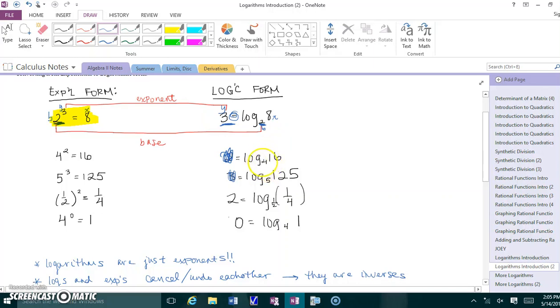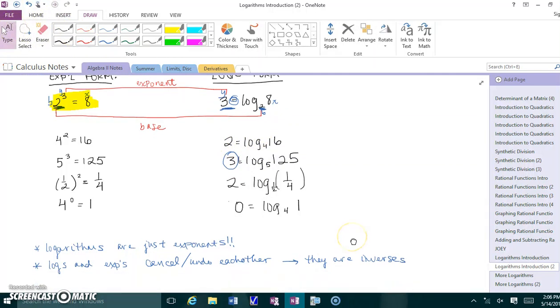And what you should come to the realization of is that whatever the base is, you need to raise it to a power to get this number, and whatever that power is, that's what the logarithm equals. So for example, 5 to what power is 125? Oh, it's to the 3rd power. So the logarithm equals 3, because remember, logarithms are just exponents. 4 to what power is 16? 2. So we're going to be evaluating these things mentally just like that.